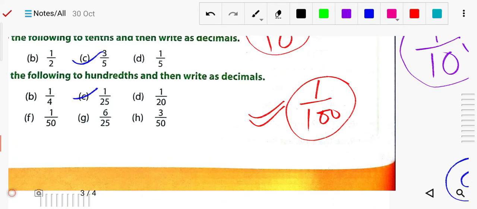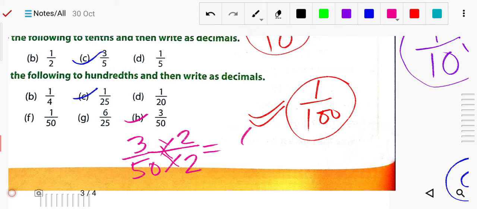Next question number H, you can see 3 by 50. So how can you solve? Simply write 3 by 50. Now this 3 by 50 means we have to multiply numerator and denominator to make it 100. So simply you can multiply by 2, because when you divide 100 by 50, how many times will you divide? 2 times. Now 3 2s are 6 and 50 into 2 is 100. So now 6 by 100.